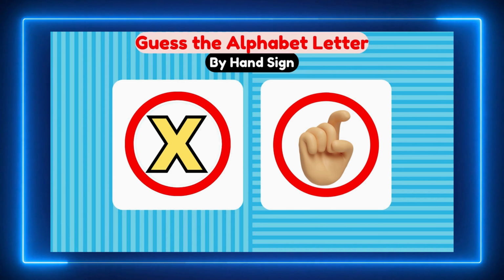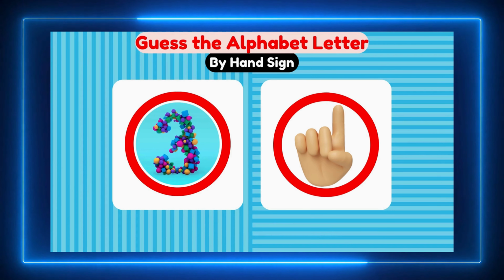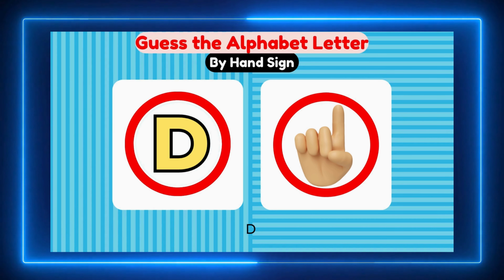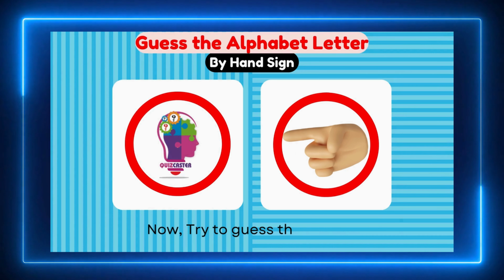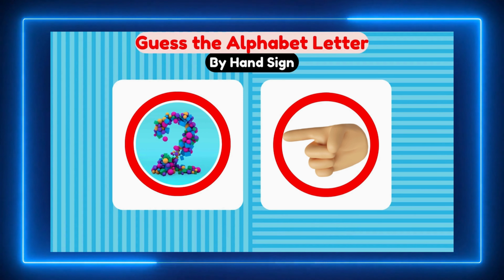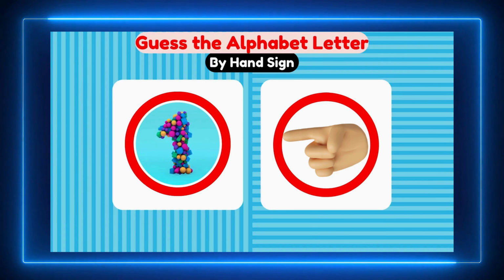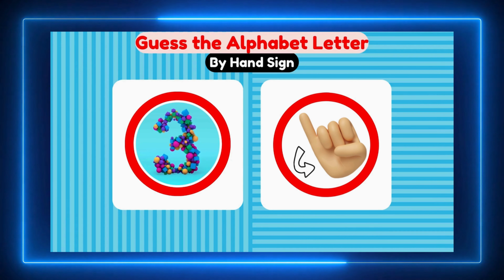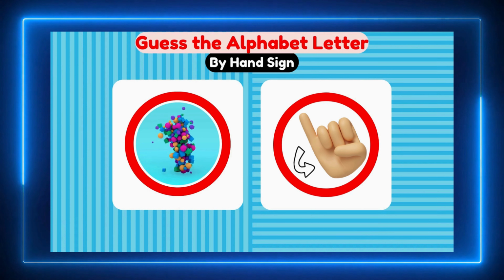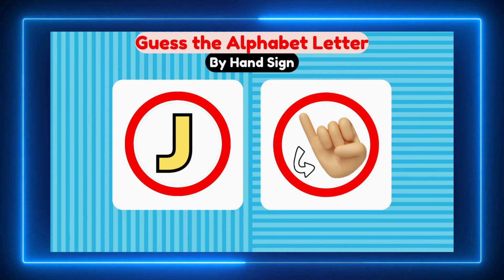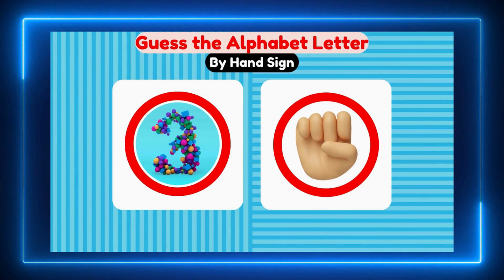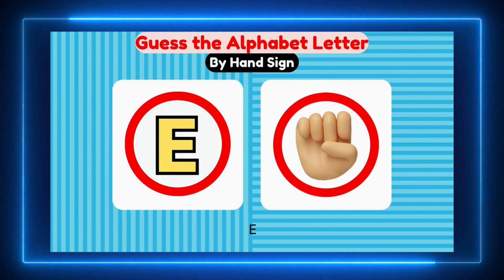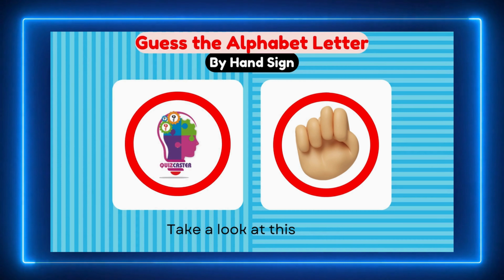X. Here's a new challenge. It's D. Now, try to guess this letter. G. Can you guess which letter this is? J. What do you think it is? E. Take a look at this sign.